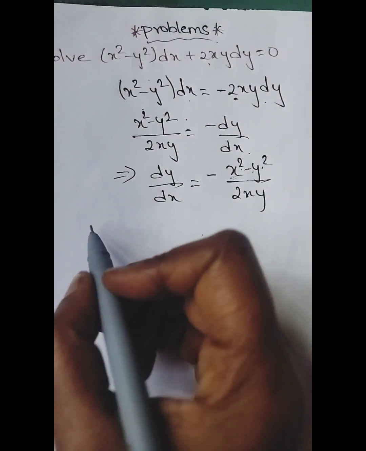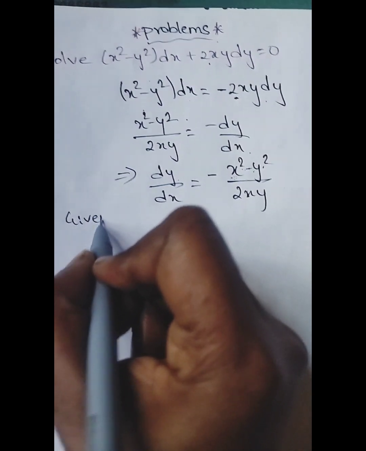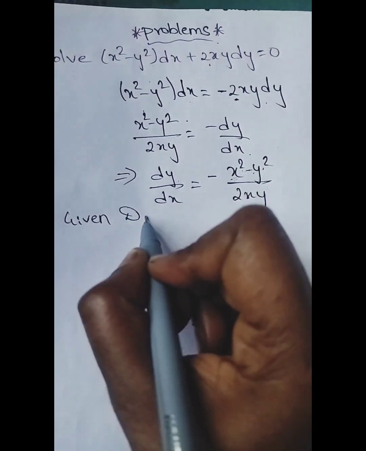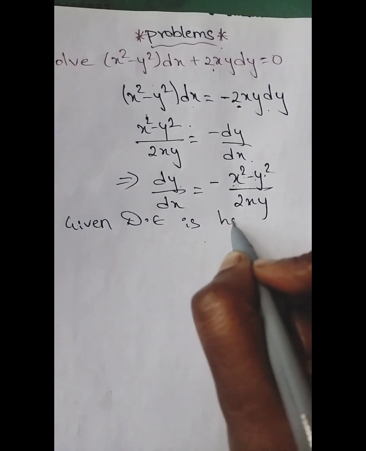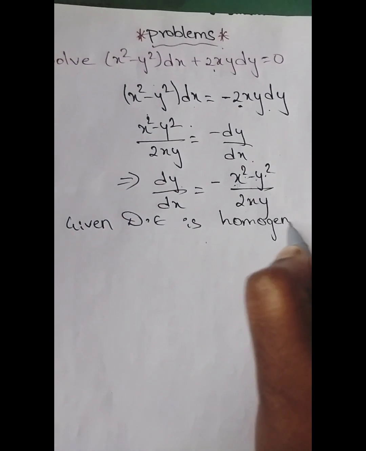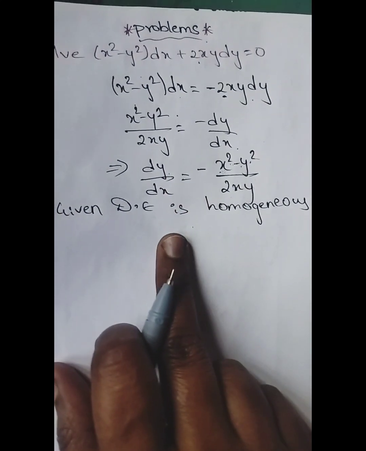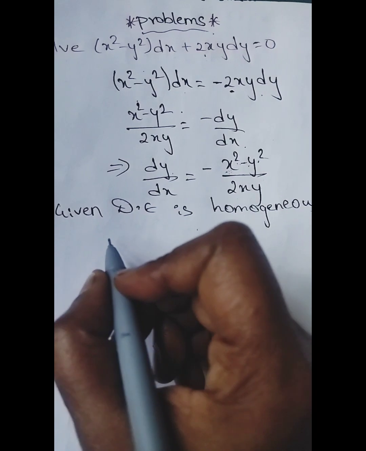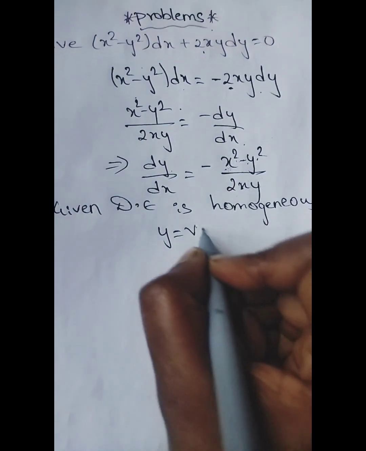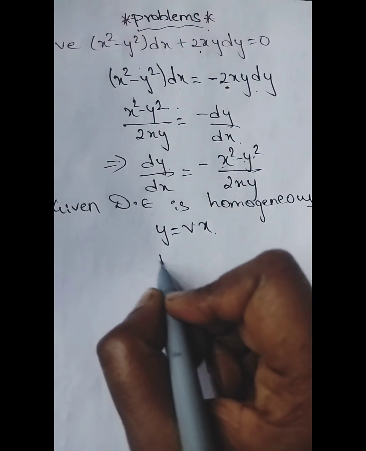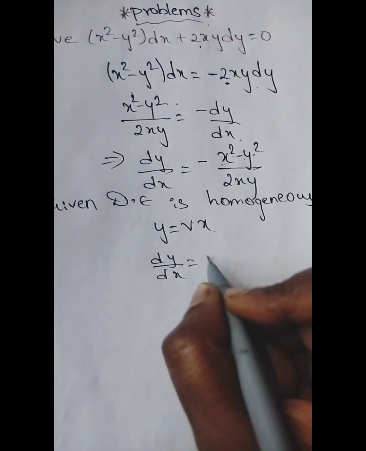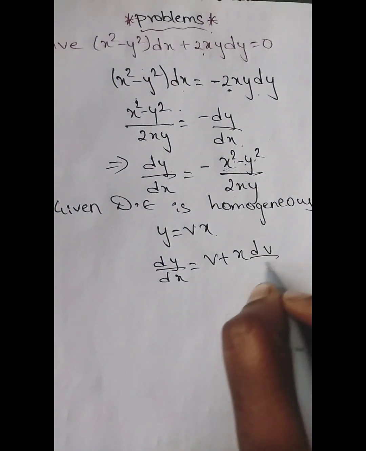So now the equation is of degree 2 and it is homogeneous. So you can write here, the given differential equation is homogeneous. If it is homogeneous, then you can apply this homogeneous method. So step 1 is finished. Let's go for step 2. What is our step 2? We need to substitute y equal to vx and also dy by dx equal to v plus x into dv by dx.